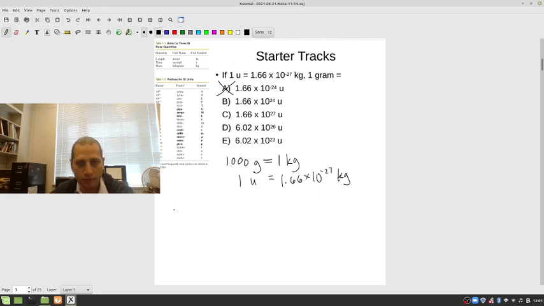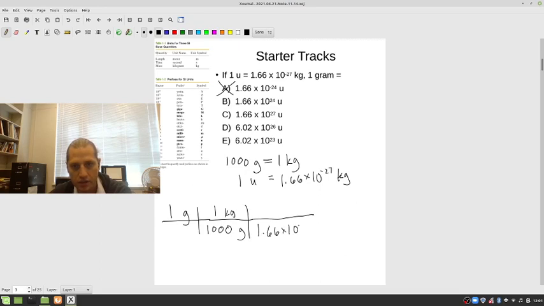So in this one, if you start out with 1 gram and you want to go to units of atomic mass units, you'd have to go from grams to kilograms, 1,000 grams in 1 kilogram, and then you'd want to go from kilograms to AMUs, or just U in this case.